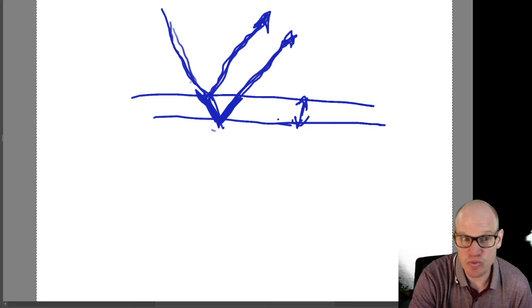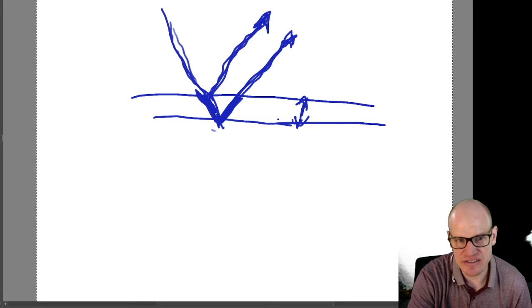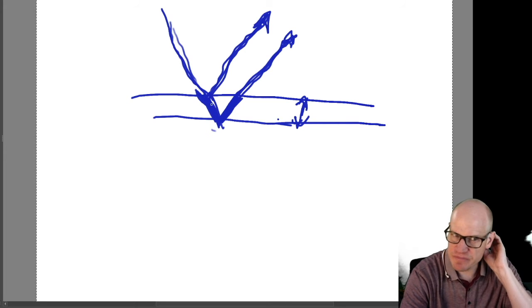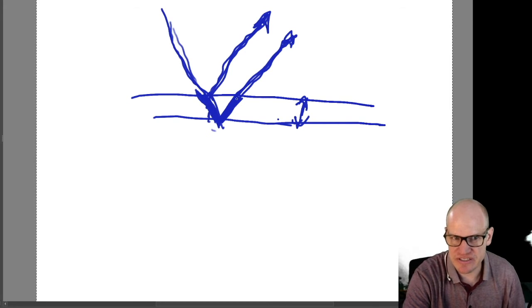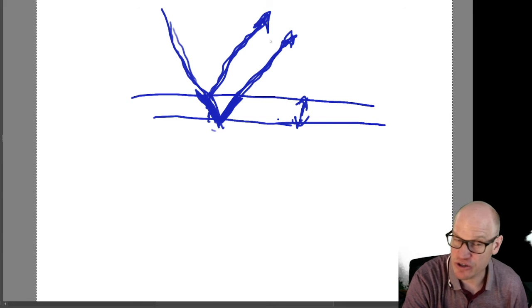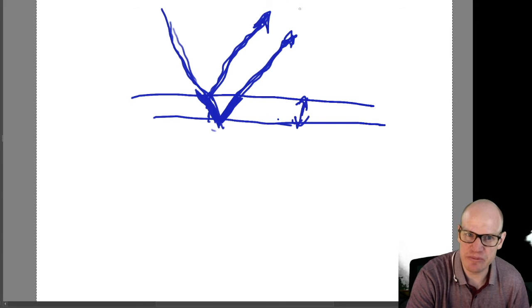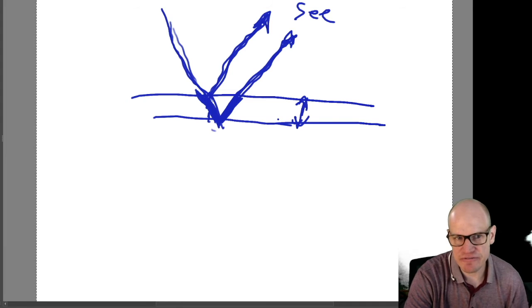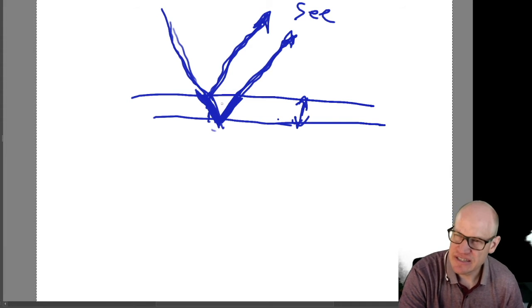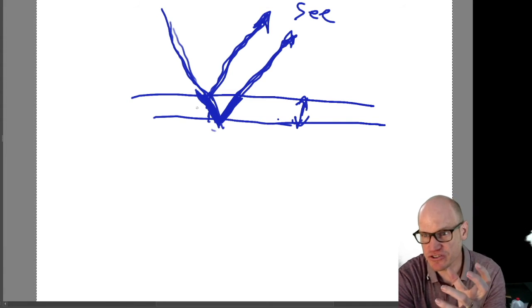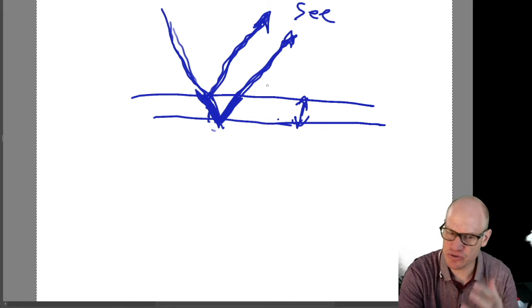If the wavelength is such that you can fit an integer number of wavelengths into that extra path, then they will come out adding coherently, and you'll be able to see it. If that path difference happens to correspond to a half integer number of wavelengths, then they're out of phase and you don't see it.